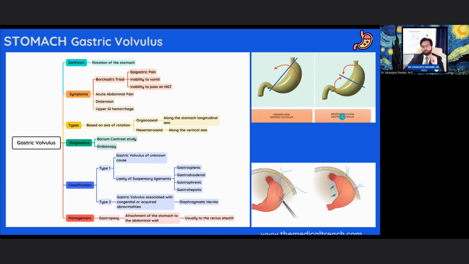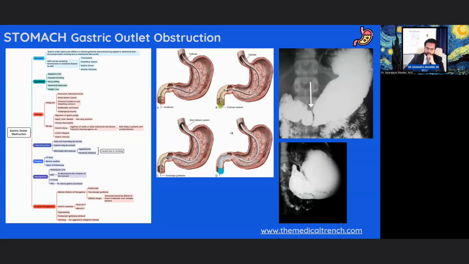Okay. Now, with that said, we are going to go into gastric outlet obstruction, which is our final thing for the stomach section. And then we're going to go into colorectal, and then we'll only discuss 2 or 3 things because I don't want to waste all of your time.